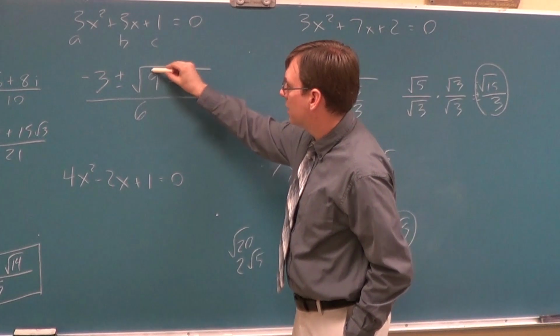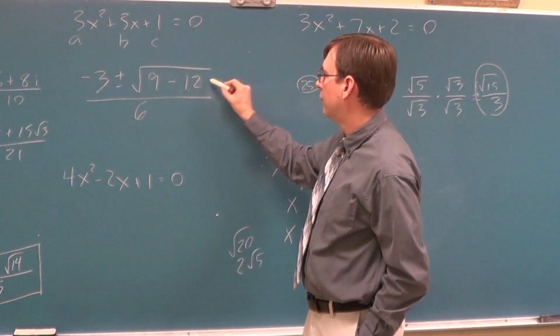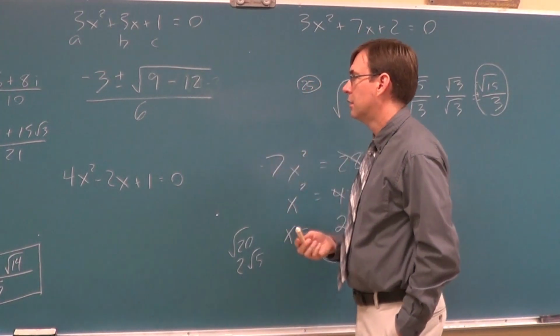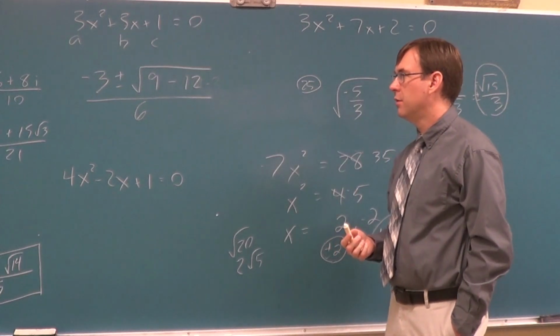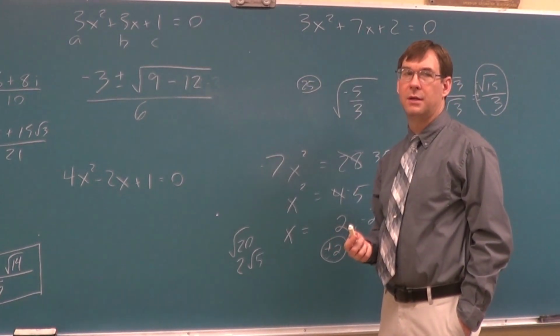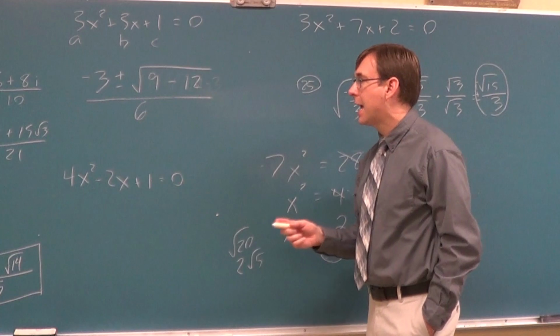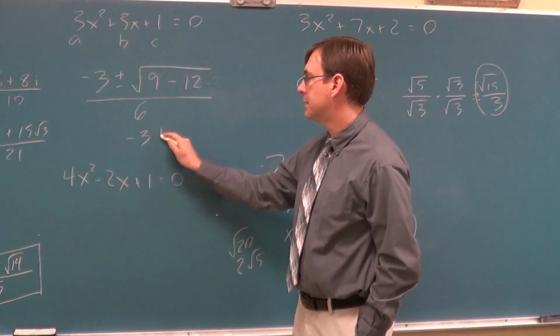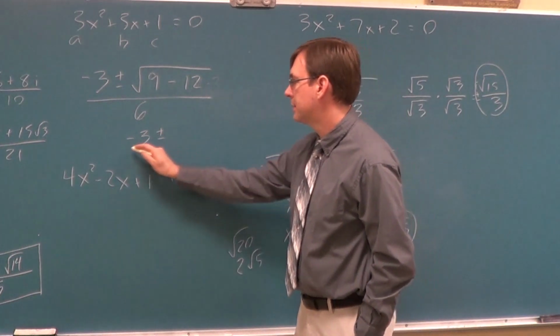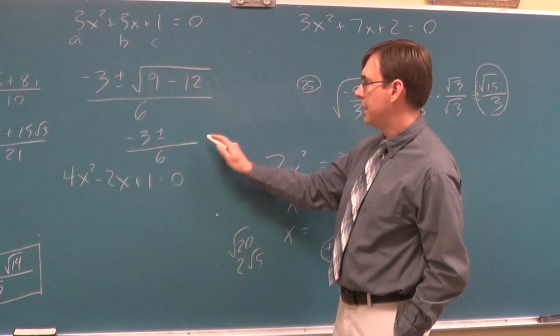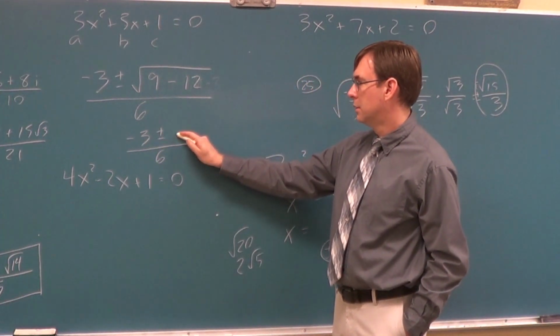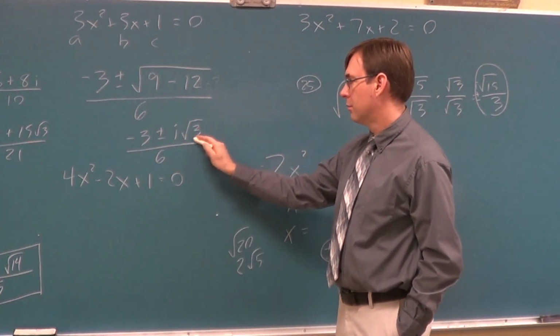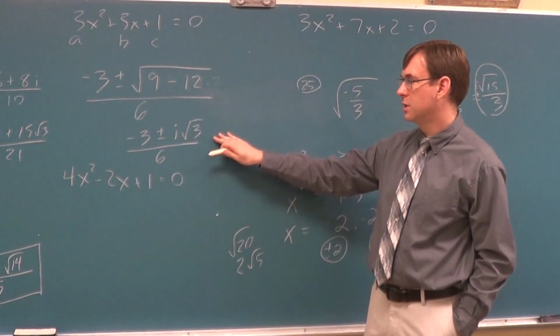9 minus 12 is -3. Can you do anything about the root of -3? No, we have an i. If we're rooting negatives, we still want to do i. So -3, plus or minus, over 6. This would be i root 3. And then we'll pause there for a second.